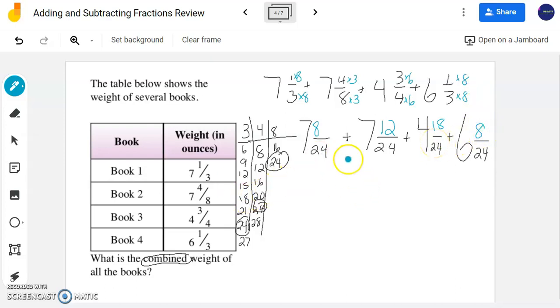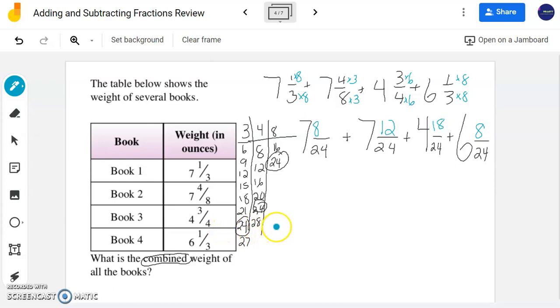Now I look at my problem and I see this is great. It's so great because all my denominators are the same. And I have new numerators, but really what I ultimately have is 4 new fractions that are all equivalent to the original fractions given to me in this table of values.